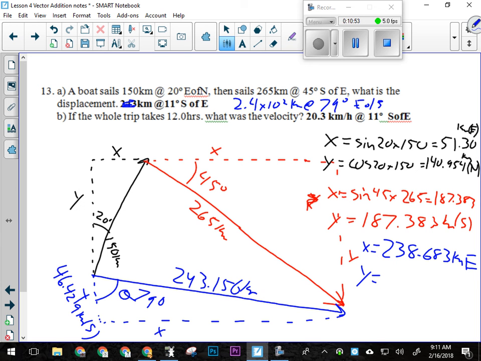And then I've got to calculate the overall velocity because they did ask if it takes 12 hours, what was the overall velocity? So I just take my 243 and I divide it by 12 hours and I'll get my 20.3. Okay. Questions on that one? Right, we've done a number like that. There was one on your quiz just like that yesterday.